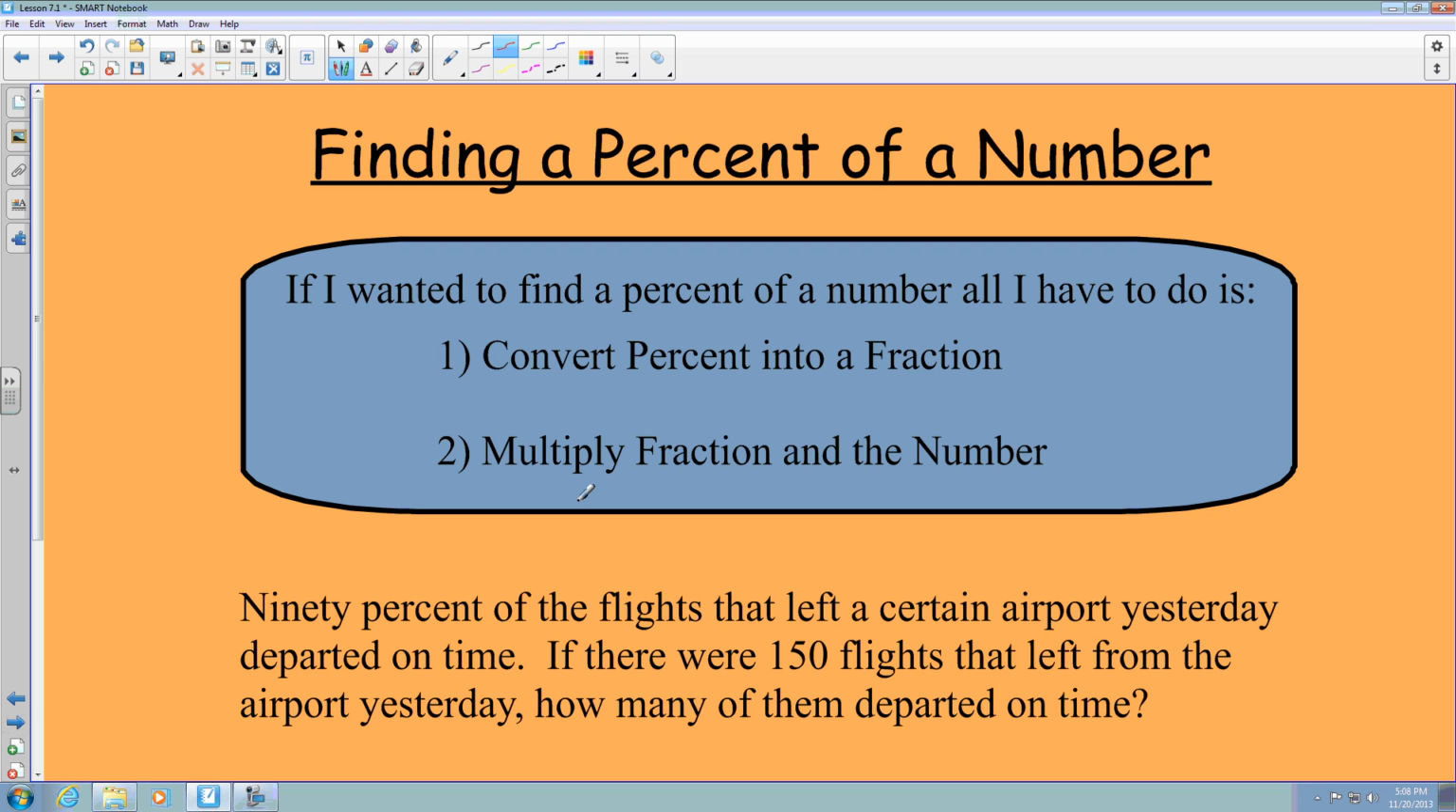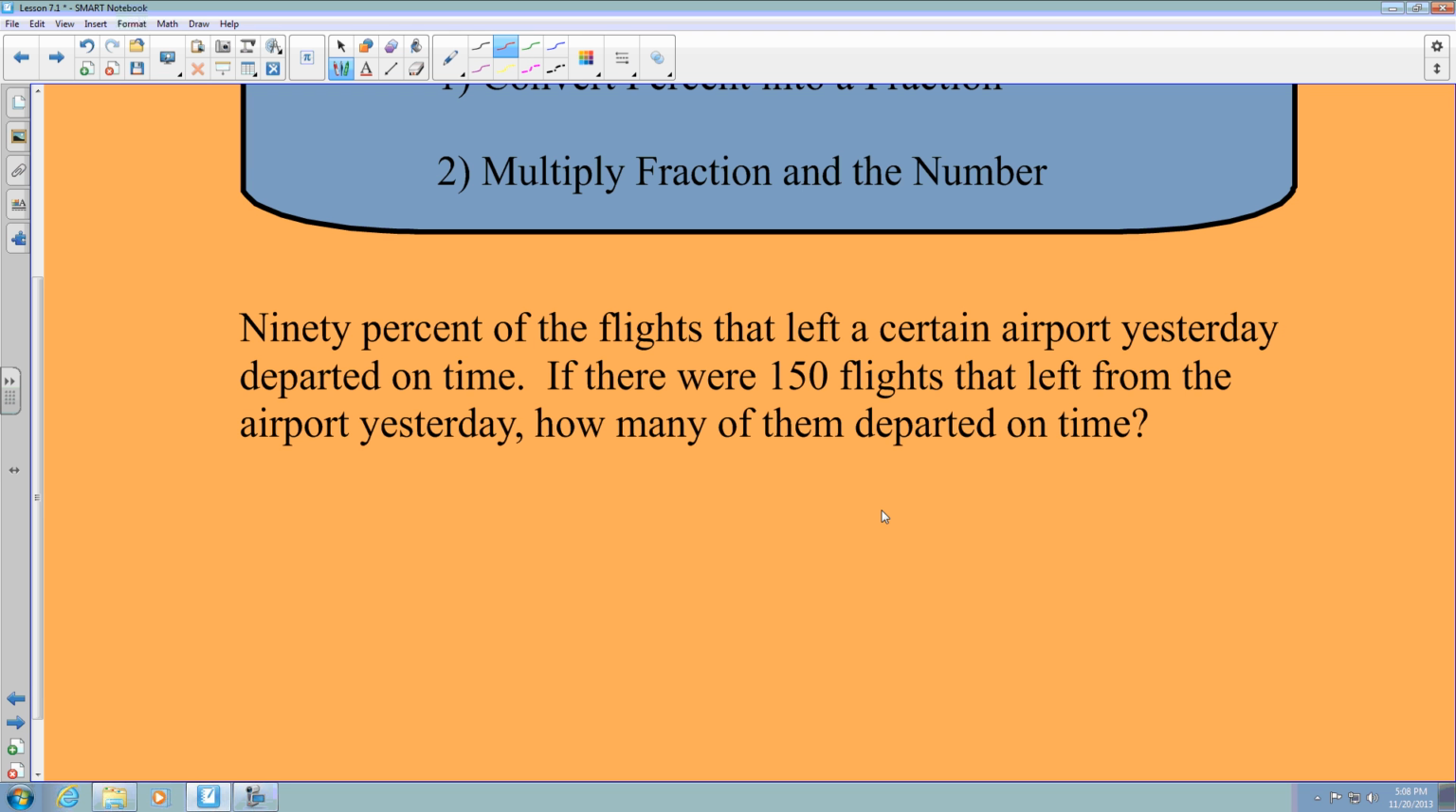And the last thing that we're going to talk about today is being able to find a percent of a number. If I wanted to find a percent of a number, all I'd have to do is this. First, I would convert the percent into a fraction. Once I've done that, I'm going to multiply the fraction by whatever number they're asking for. If you look at the story problem, it says that 90% of the flights that left a certain airport yesterday departed on time. If there were 150 flights that left from the airport yesterday, how many of them departed on time?